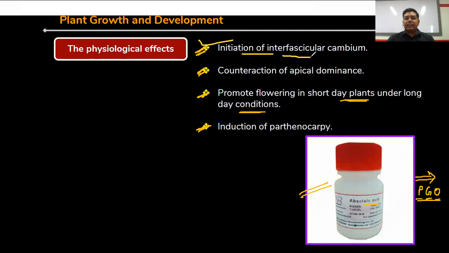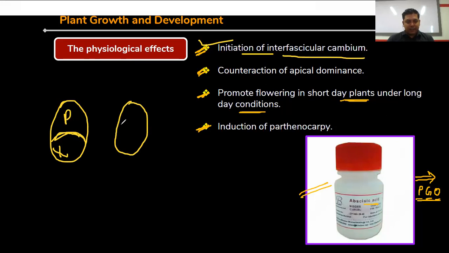Initiation of interfascicular cambium. So already you have learned about the cambium in the anatomy of flowering plants chapter, right? Intrafascicular cambium and interfascicular cambium. Two vascular bundles. These are xylem and these are phloem. Clear? So here also same thing. These are phloem and these are xylem.